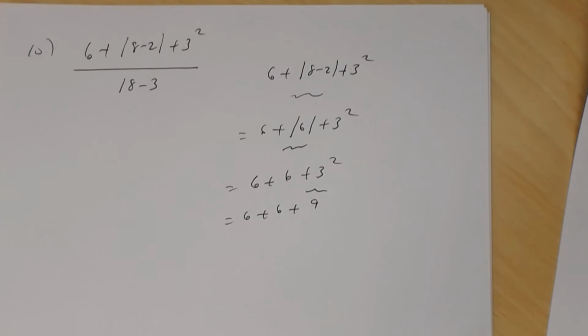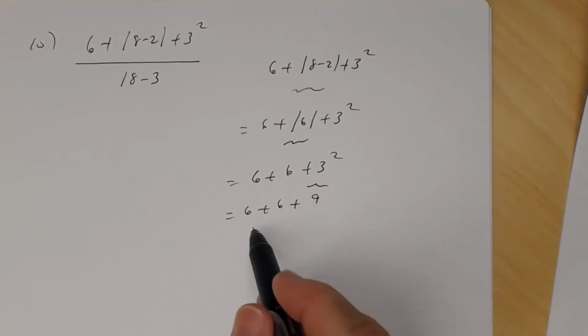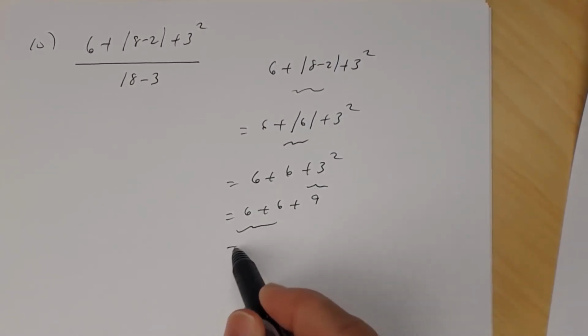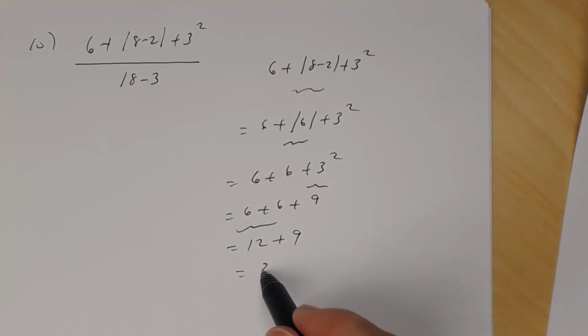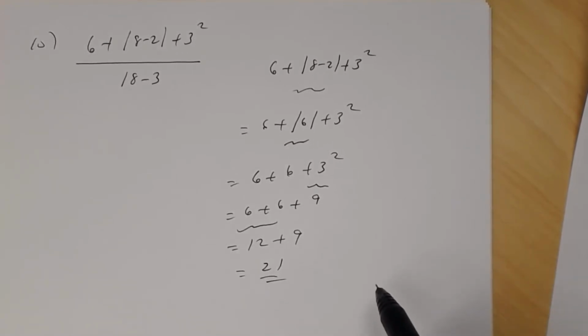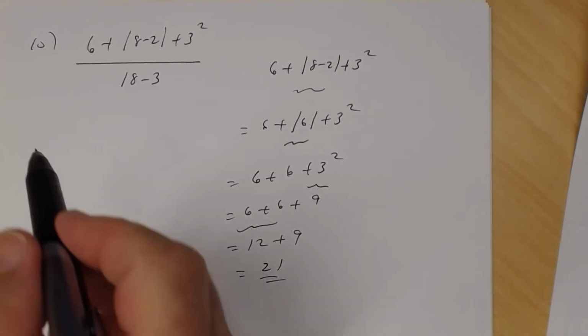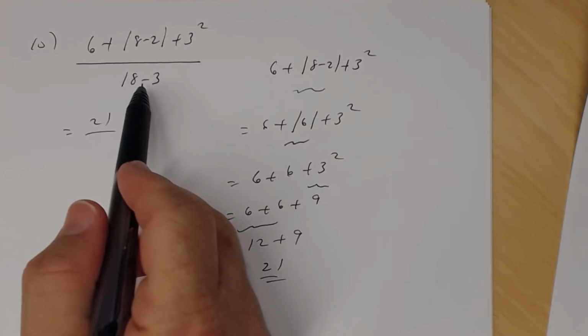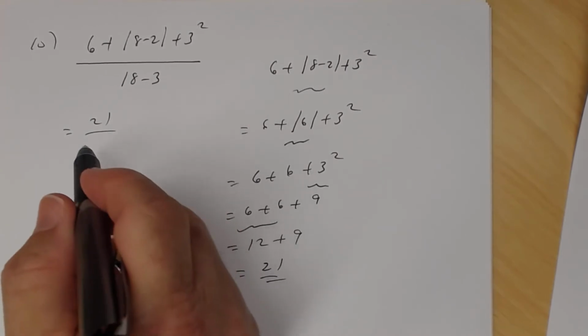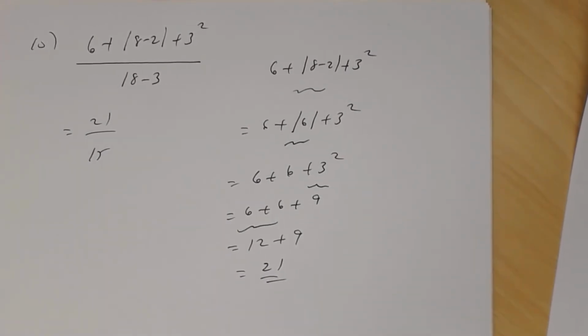And then all I have left is addition. So let's just go ahead and do it from left to right. 6 plus 6 is 12, and 12 plus 9 is 21. So that's the numerator, though. Remember, that's the numerator. So that becomes 21 divided by, and then in the denominator, there's just one operation. 18 subtract 3 is 15. So at this point, I have 21 divided by 15.